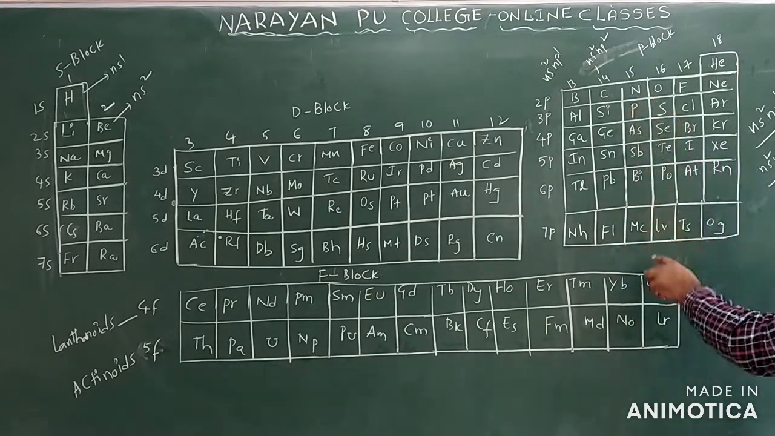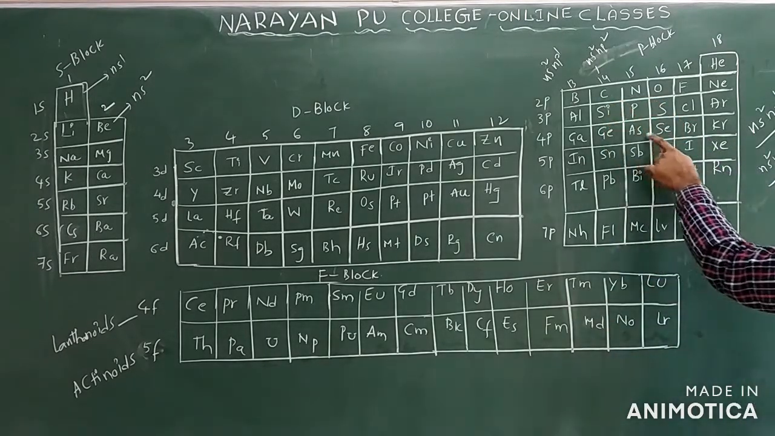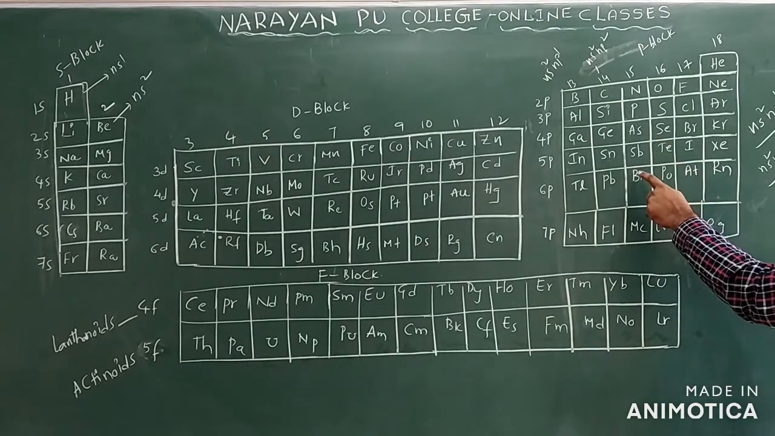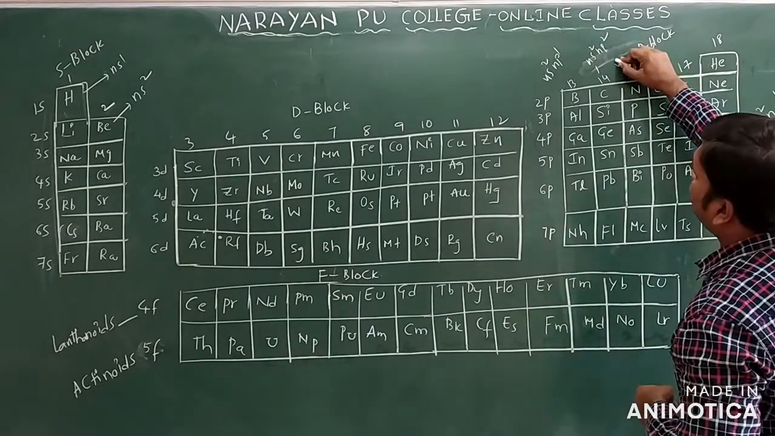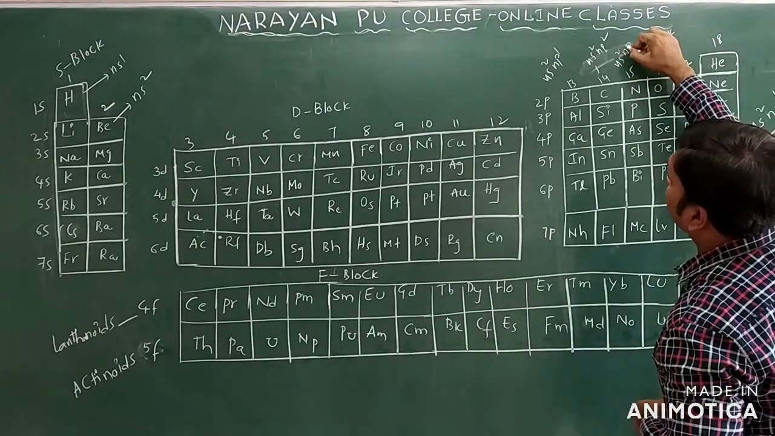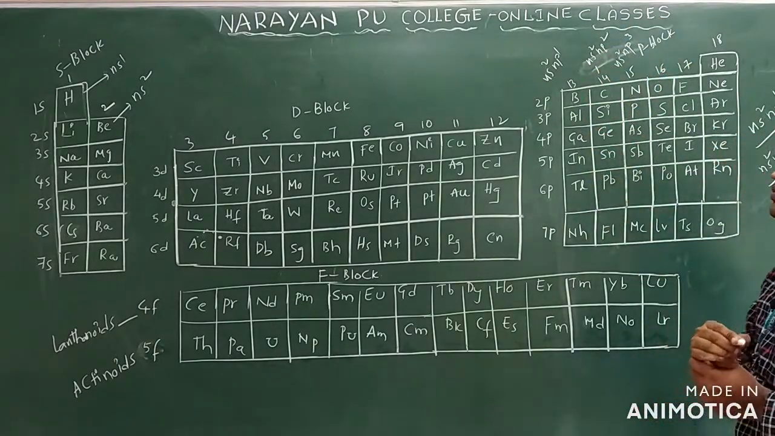Now we can see the nitrogen family here: nitrogen, phosphorus, arsenic, antimony, bismuth, and moscovium, a recently added element. The general electronic configuration is ns2 np3. We call these pnicogens also. Next, we have the oxygen family.